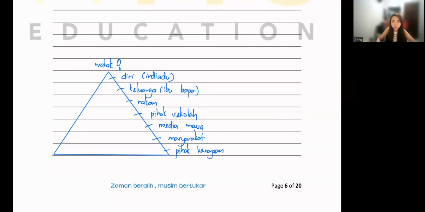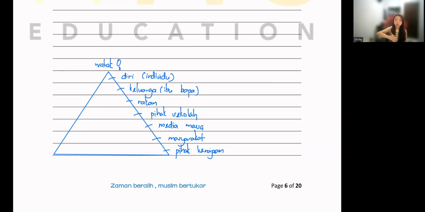So, teacher, does it mean that whenever we write essays that require a watak, I can only choose from here? No. Because you will have a lot. Let's say if it's like amalan membaca, then you might have the publisher, pihak penerbit, you might have the author, pihak penulis, okay? Pekedai buku. So you will have a lot. So this is just a general guideline. Whenever you need a character and you have no idea, then you may refer to this 7 layers pyramid, okay? 7 lapisan pyramid ni. All right. So finish for this one, we move on.